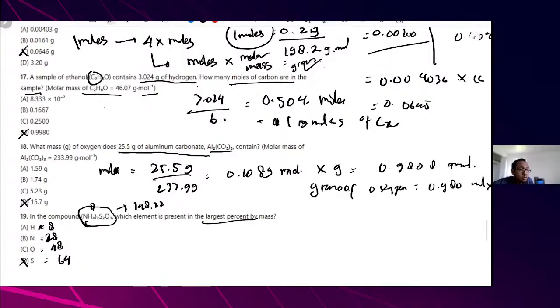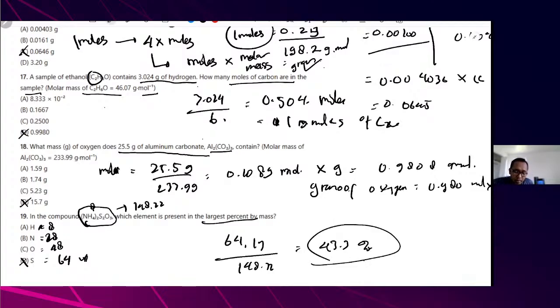There is a quick way to solve this problem: the largest atomic mass times number of atoms. Over here we have 64, the biggest one. If we look at the percentage, 64.14 divided by 148.22, we end up getting 43.3%. Okay, that's good. This is the biggest one.